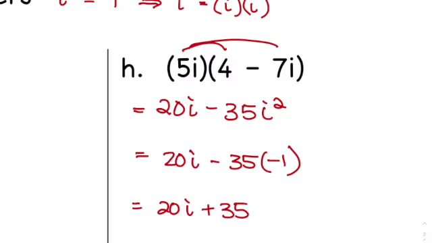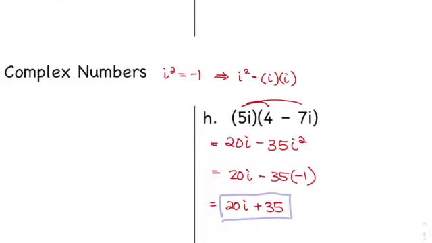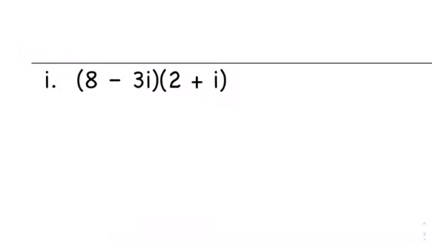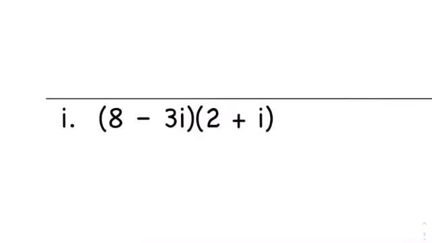And this is just a complex imaginary number because I have a 35 in the back. So there is your answer, and that is it. Okay, so that's letter H. Now we have the next one, letter I, with binomial times binomial.